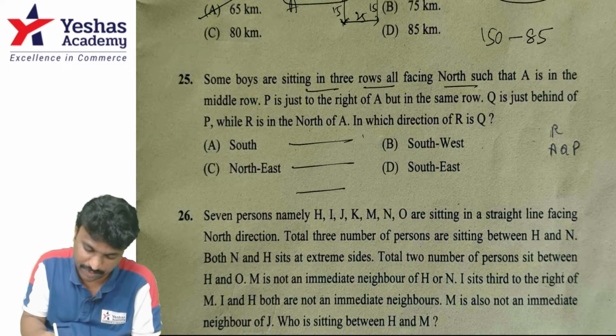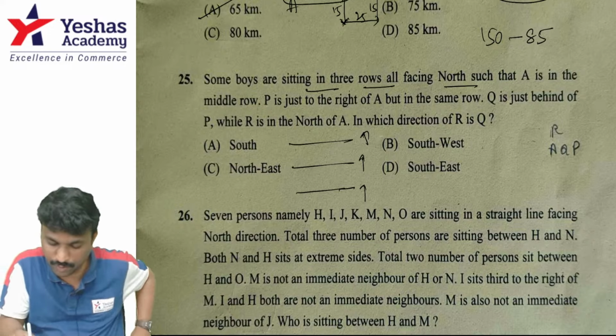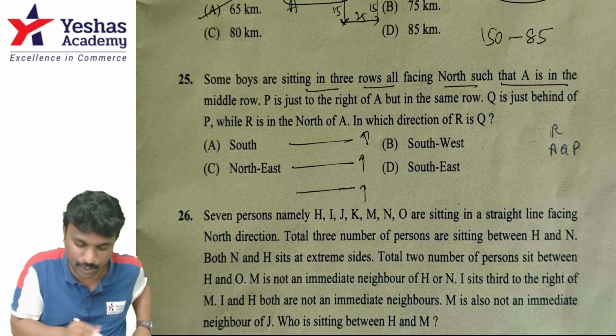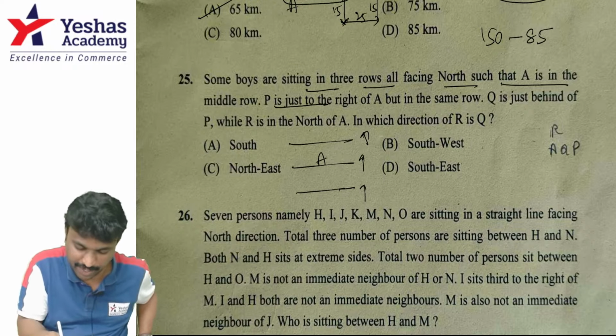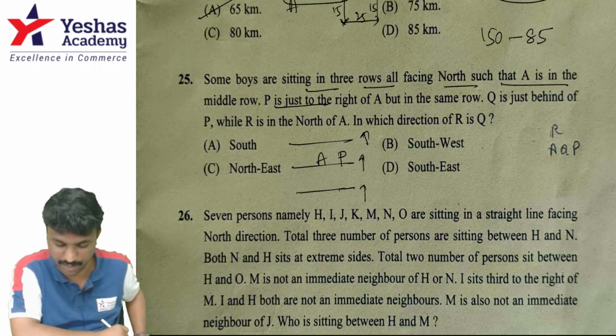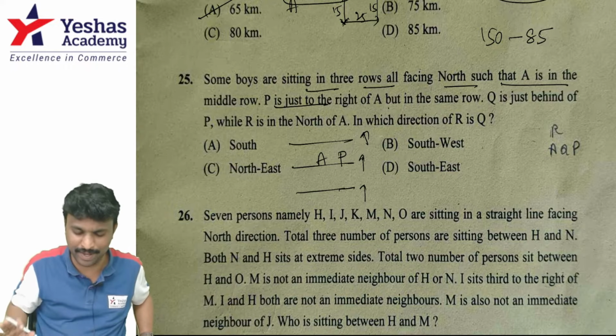Facing north. All of them are facing north. All the rows, boys are facing north only, such that A is in the middle row. Okay. P is just to the right of A. So P is just to the right of A, in this same row. So A and P are in the same row.